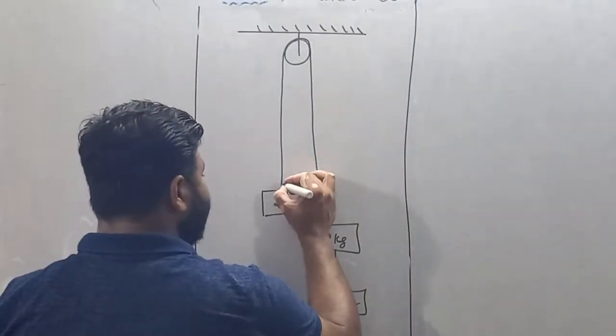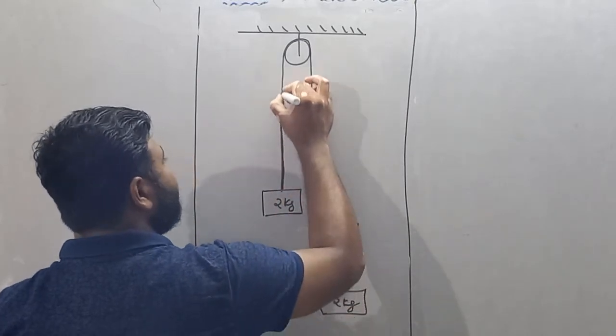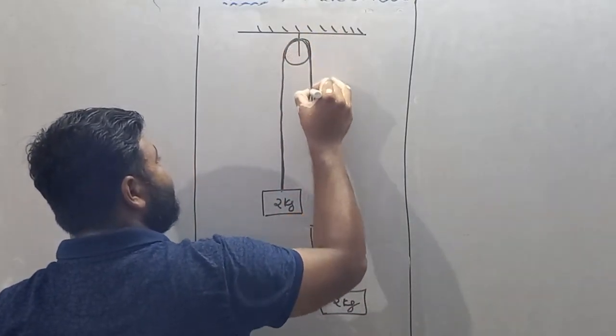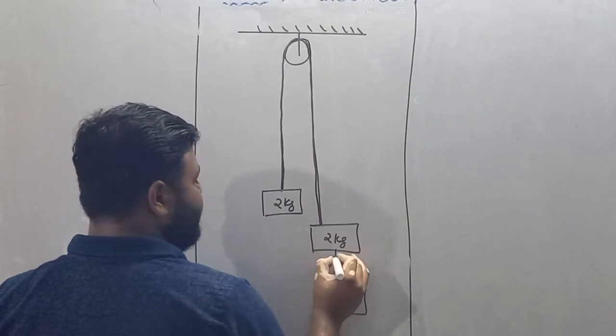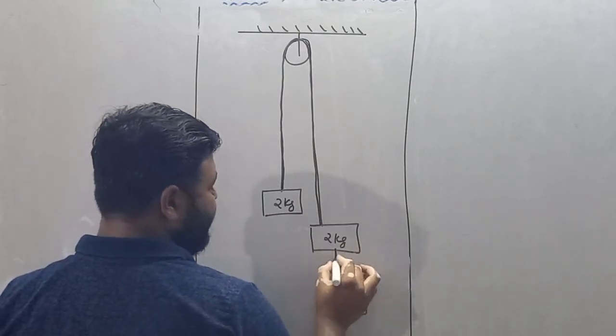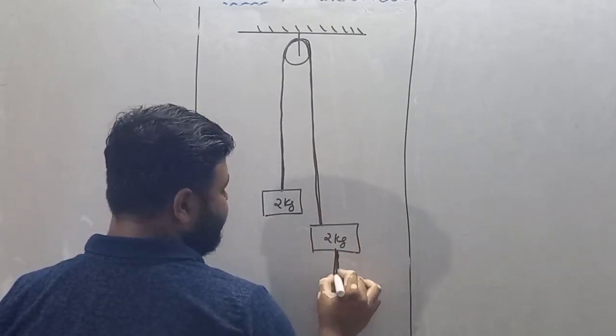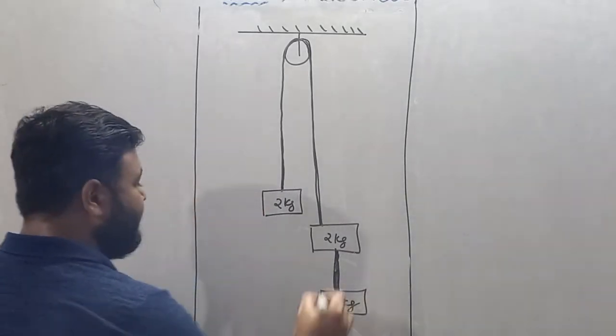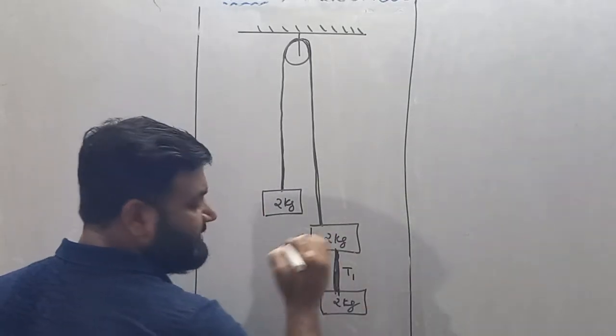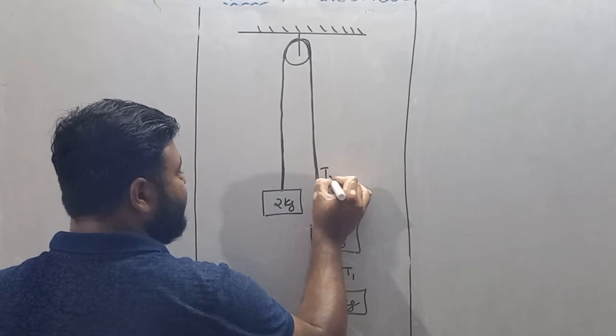See, my dear student, here we have two different strings. One string is this and another string is this. So we know that if the strings are different, then the tension on both strings is also different. So let's suppose in this string the tension is T1 and in this string the tension is T2.